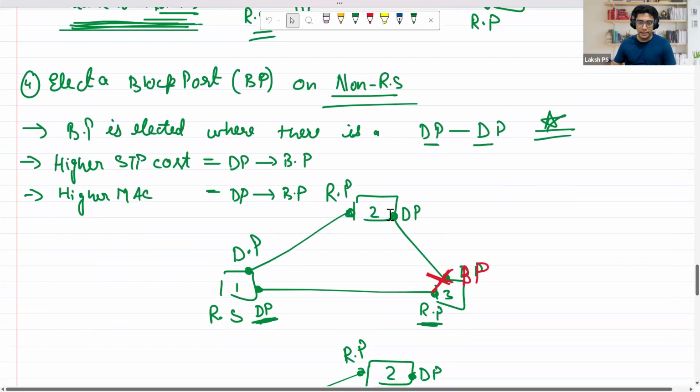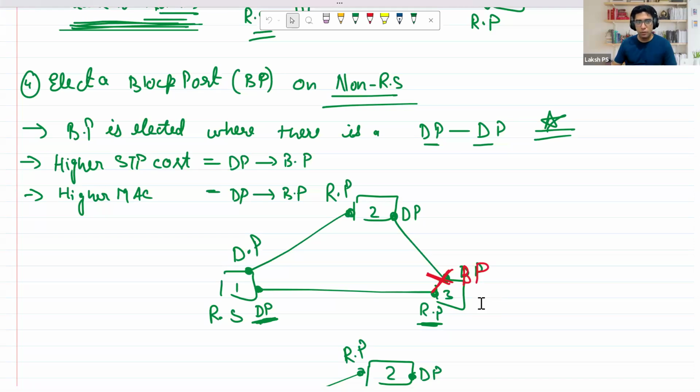Okay. So here in this example, the designated port of switch number 2 and the designated port of switch number 3 are connected together. So out of these two switches, one has to convert its interface to a block port. The conversion takes place when either switch has a higher cost to reach the root switch. If the cost is also tied, then out of these two switches, whichever has a higher MAC address converts its designated port into a block port. Right?